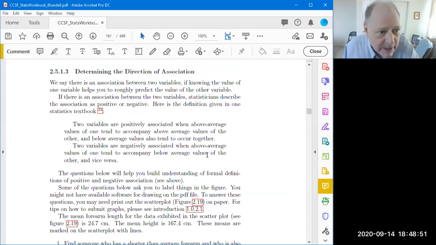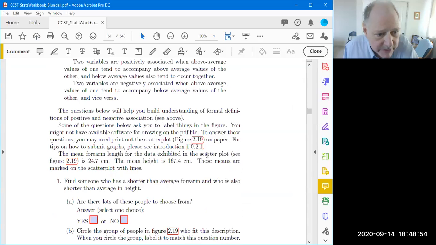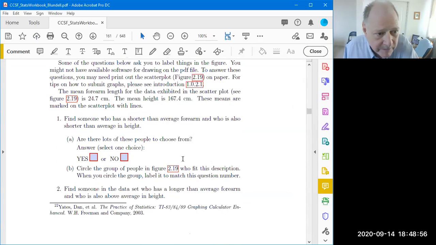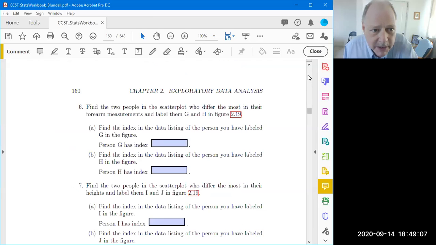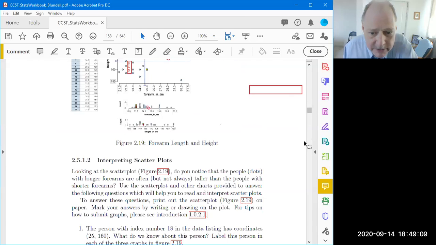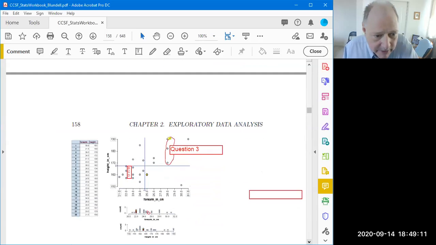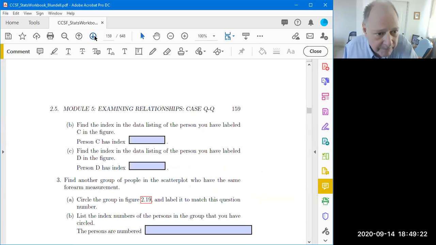Okay, so then the next little part is on the direction of association. Find somebody who's shorter than average forearm and also shorter than average in height. You'd have to go through the list. It would be hard without the scatter plot, but you look at the scatter plot, and if you're below average in forearm, you're to the left, and if you're below average in height, you're toward the bottom. So it's anybody in this quadrant over here. There'll be a lot of such people to choose from.